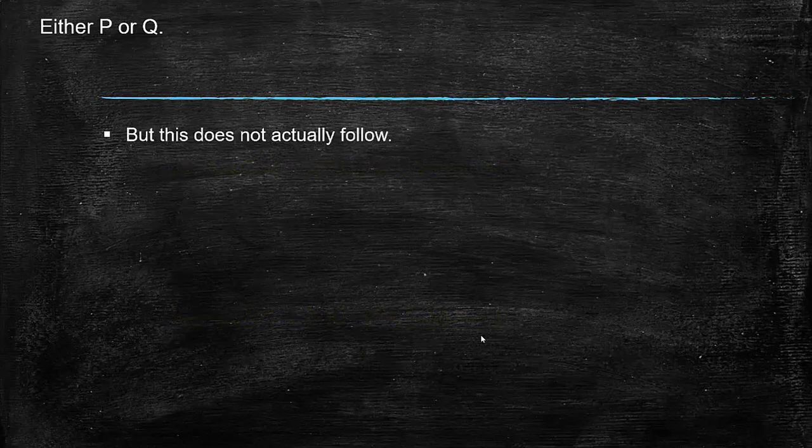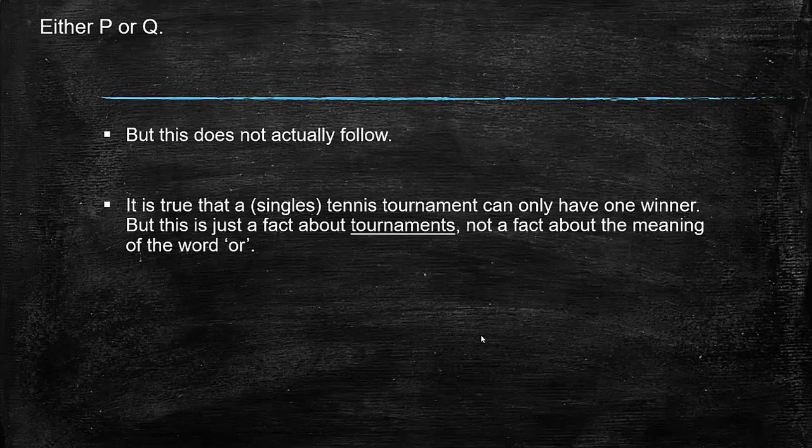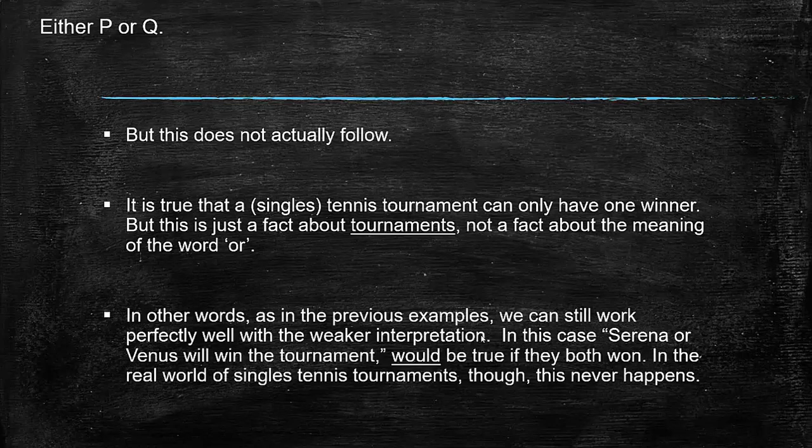Interestingly, this does not actually follow. It is true that a singles tennis tournament can only have one winner, but this is just a fact about tournaments, not a fact about the meaning of the word or. In other words, as in the previous examples, we can still work perfectly well with the weaker interpretation. In this case, Serena or Venus will win the tournament would be true even if they both won. It's just that in the real world of singles, that never happens.